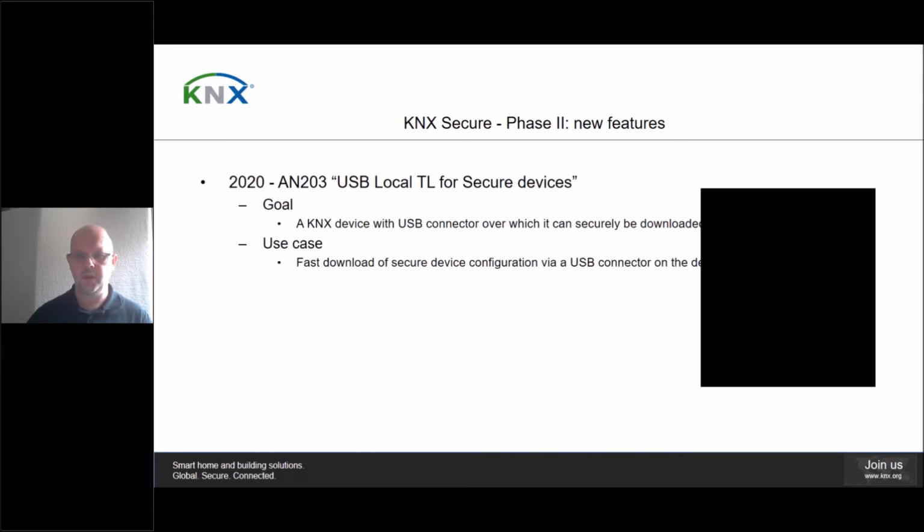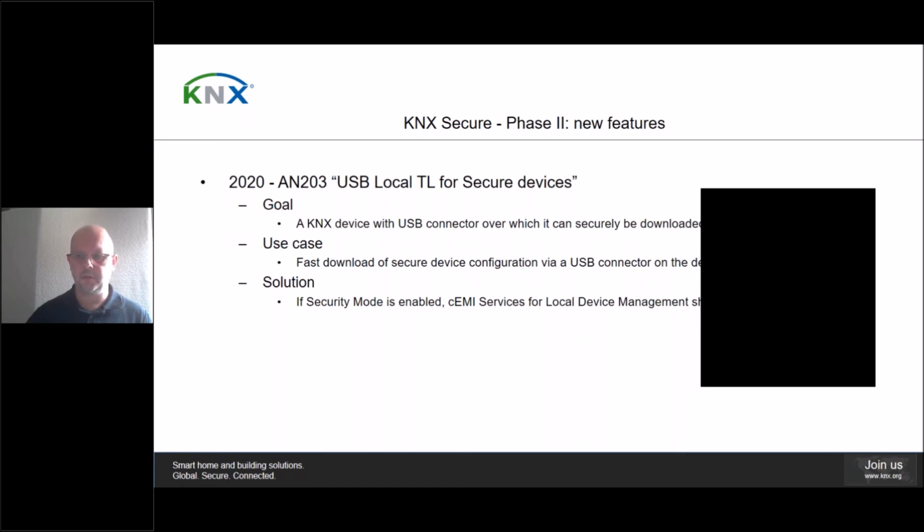Use case: fast download of secure device configuration. The use of data security adds extra data to the download and thus makes it last longer to complete, despite the use of long frames for memory access. Download via USB is faster. The solution? If security mode is enabled, common EMI service for local device management shall be denied.